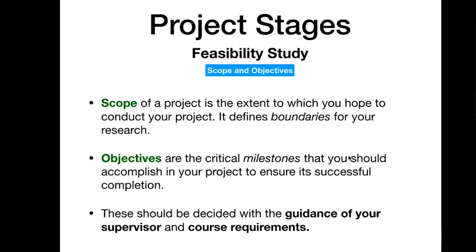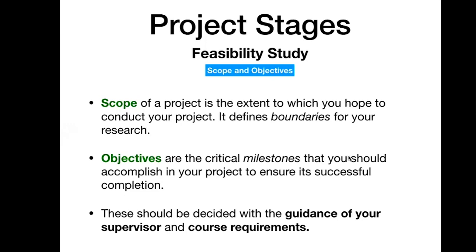Then we come to the next step of the feasibility study, which is to define the scope and the objectives. This is another critical step in your project, because scope is the extent to which you hope to conduct your project. It gives a sense of boundary to your research, so that you would be limited within a certain area of the problem that you are working with. Most of the time you have a given time constraint, so it's very important to define the boundaries within the time frame, so that you can successfully complete the project without any troubles.